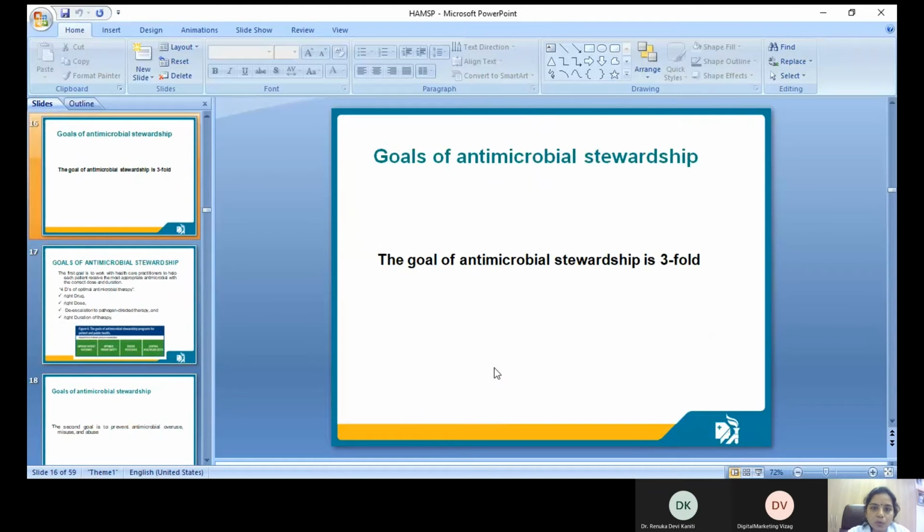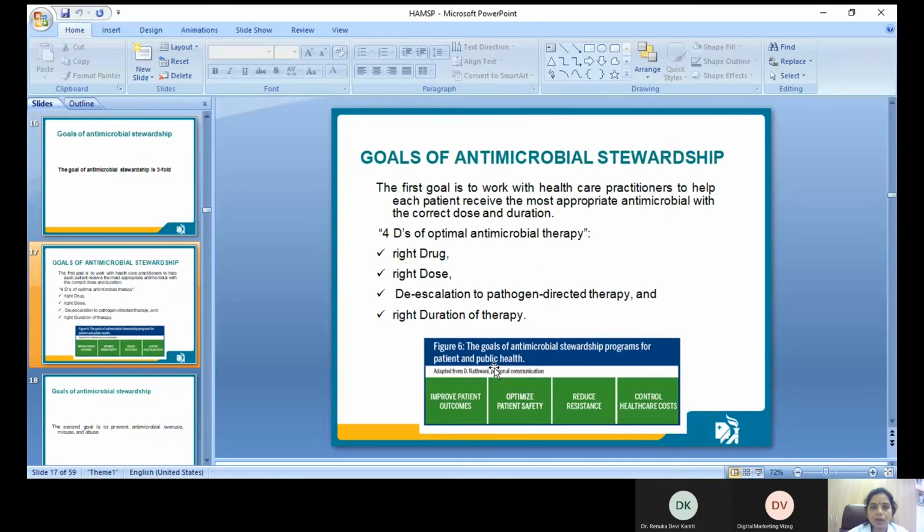So let's discuss the goals of antimicrobial stewardship. There are three major goals. The first goal is to work with healthcare practitioners to help each patient receive the most appropriate antimicrobial with the correct dose and duration. The 4 Ds of optimal antimicrobial therapy are right drug, right dose, de-escalation to pathogen-directed therapy, and right duration of therapy.